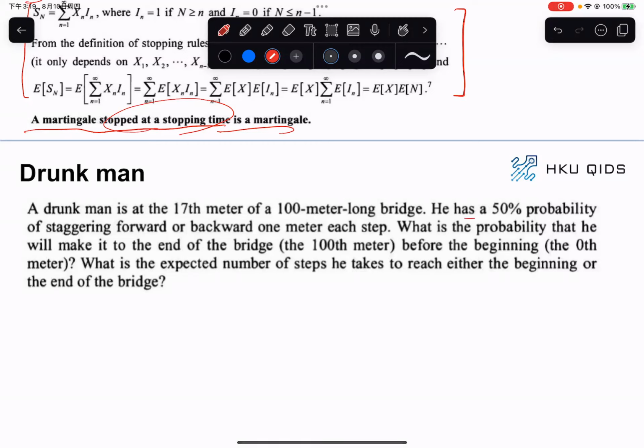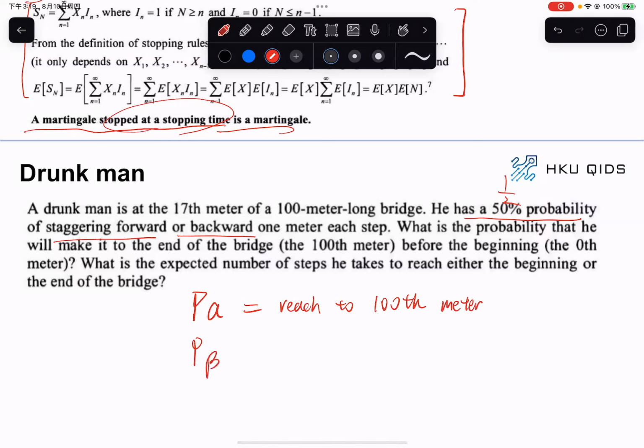Let's write, and it has a 1/2 probability of staggering forward or backward. So what we are going to ask is the probability, let's call it probability alpha, of reaching the end of the bridge at 100 meters. And we can know that probability beta of reaching 0 is going to be 1 minus alpha, right? And we know this is just a symmetric simple random walk, which is a martingale.